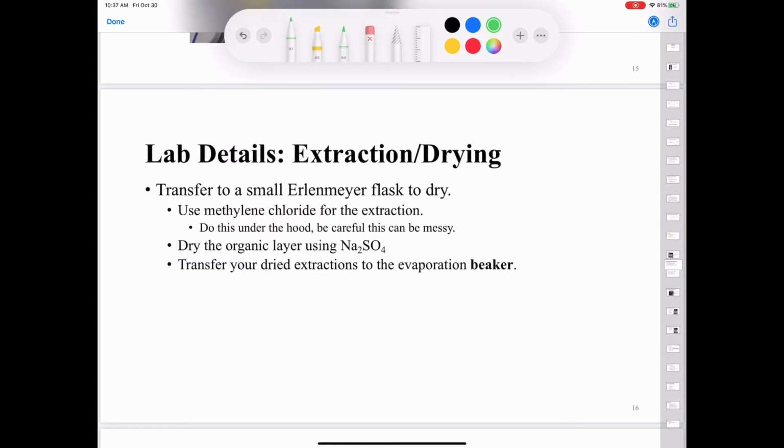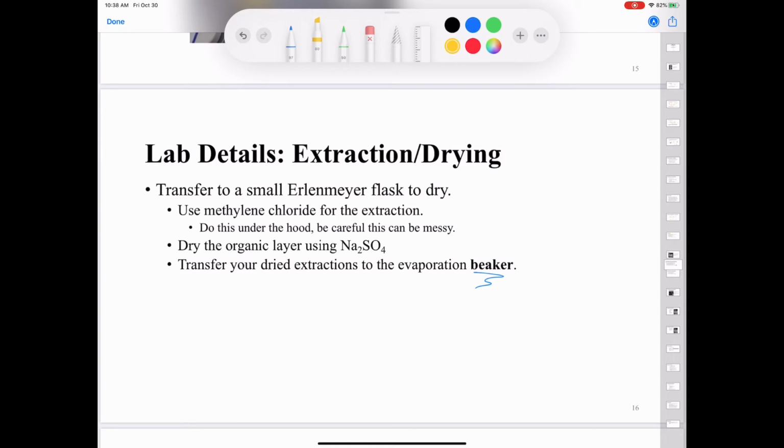Something that students find tricky sometimes is performing extractions and drying organic phases. You're going to transfer your reaction mixture to a small Erlenmeyer flask in order to dry it with sodium sulfate. Be sure to keep all chemicals inside the fume hood, as extraction can be a little bit messy from time to time. Then you're going to transfer your dried organic phase for evaporation in a beaker. This is one of those rare times when you're going to get to heat up an organic solvent in a beaker on a hot plate. Make sure you have a boiling stick in the beaker when you place it on the hot plate.